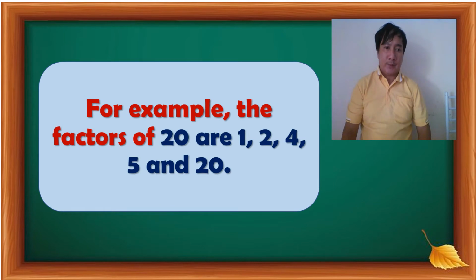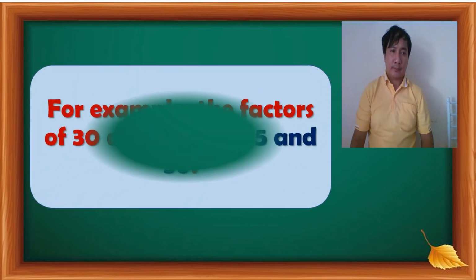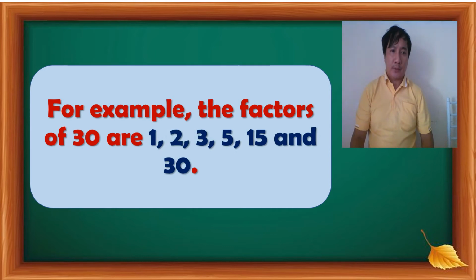For example, the factors of 20 are 1, 2, 4, 5, and 20. For example, the factors of 30 are 1, 2, 3, 5, 15 and 30.